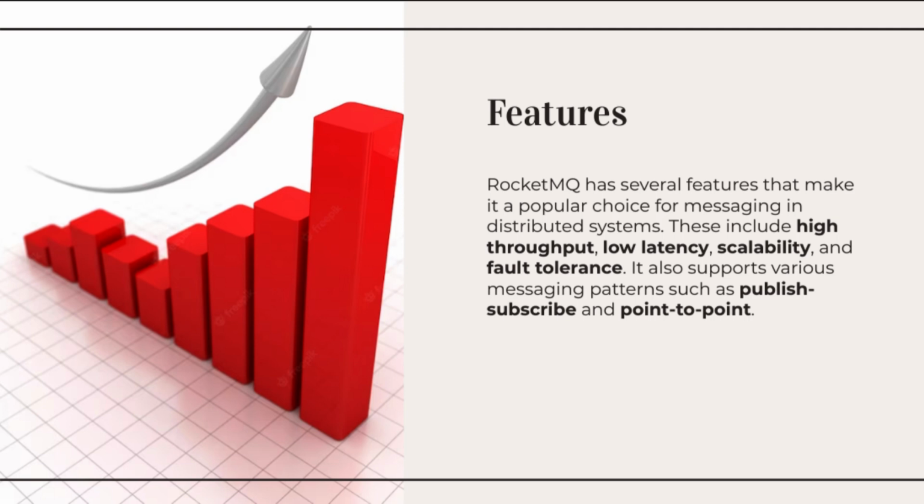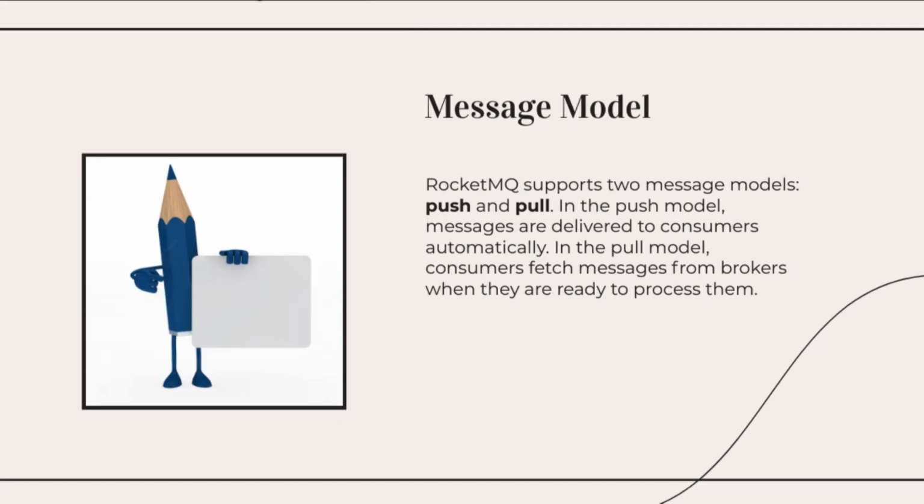6. Message filtering and tagging. RocketMQ allows consumers to filter messages based on specific criteria using tags. Producers can assign tags to messages, and consumers can subscribe to specific tags to receive only relevant messages. This provides a flexible way to route and filter messages based on different attributes.